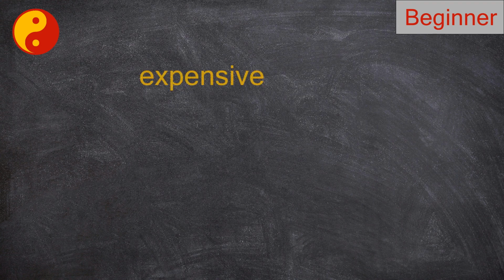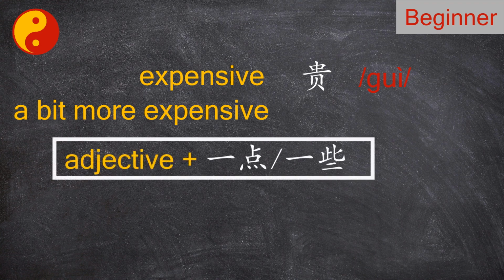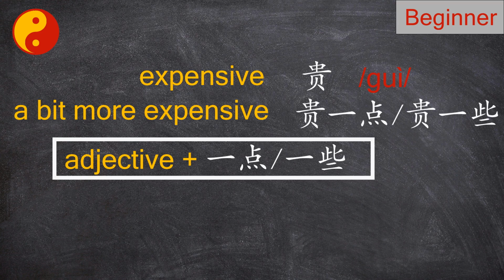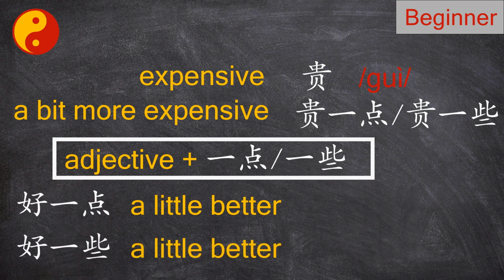How to say expensive? 贵 means expensive. Now, how to say a bit more expensive? In Chinese, this is expressed by the structure adjective plus 一点 or 一些. So, a bit more expensive in Mandarin Chinese is 贵一点 or 贵一些. Let's see another example. 好一点 means a little better. We could also say 好一些. It also means a little better.